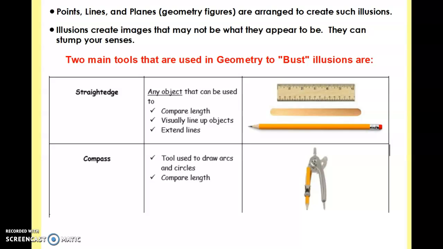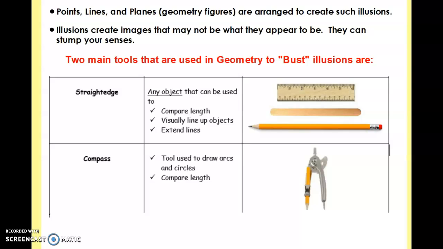The first one is a straight edge, which would be any object in your house that can be used to compare lengths, line up objects, or extend lines. It doesn't have to be something that has a measurement on it, because you're mostly determining if lines are straight, and you can come up with techniques to measure for the sake of comparison, not for the sake of identifying how long it is per se.